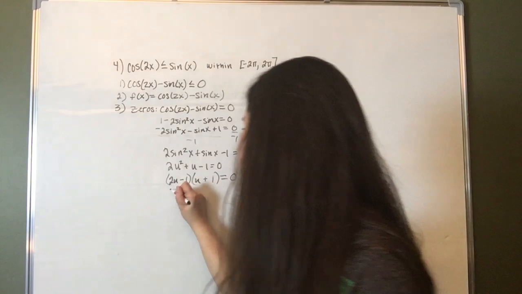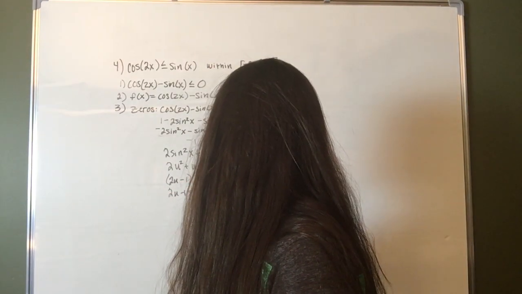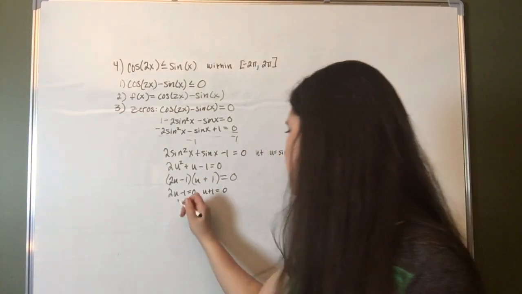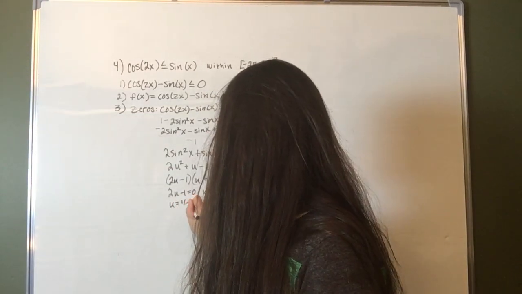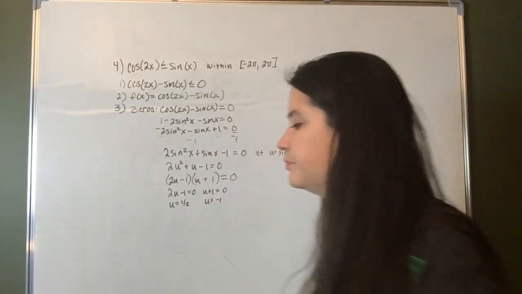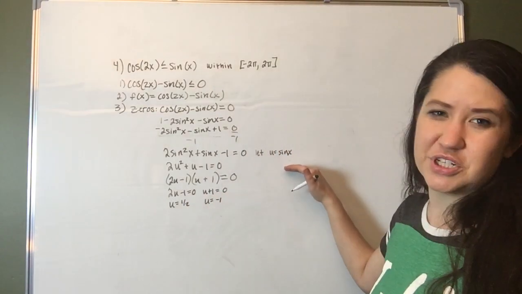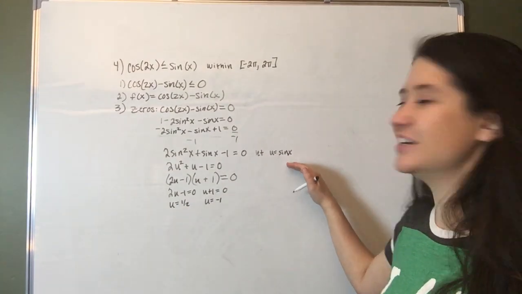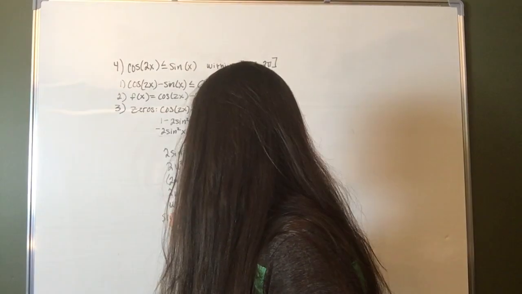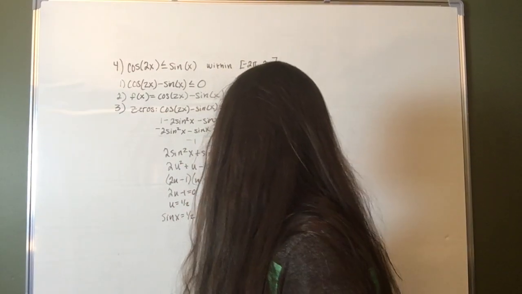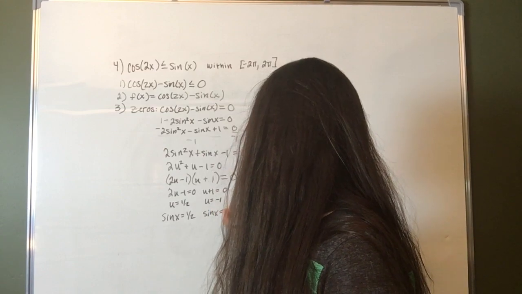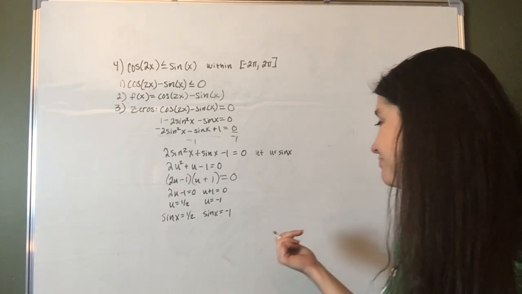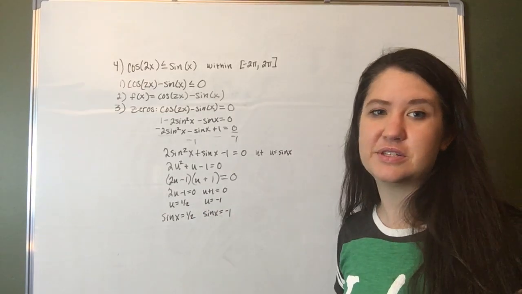All right, so now we can set each of these factors equal to 0 on their own, which is going to give us 2 answers. Either u is 1/2 or u is -1. And remember, u is just a placeholder for sine x. So we're going to put sine back into the problem. So sine is either equal to 1/2 or sine is equal to -1. And those are nice equations to solve because those are unit circle values.